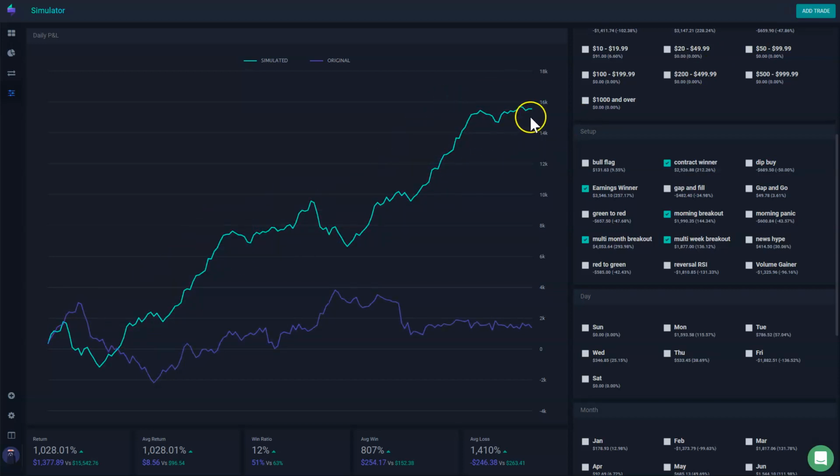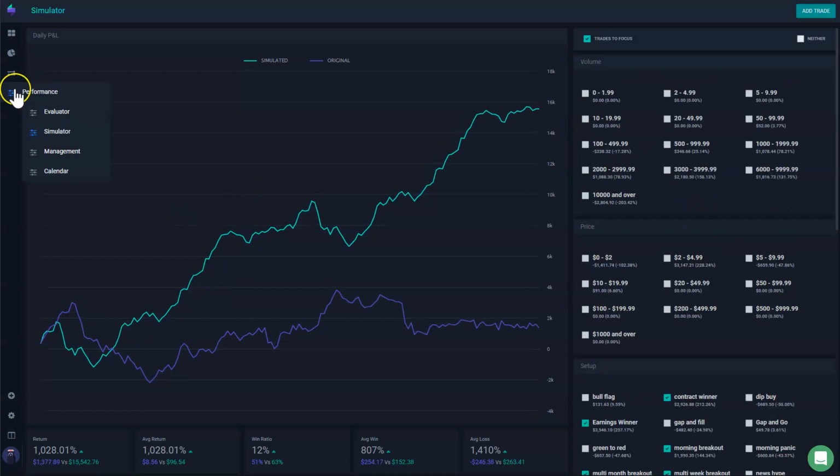So this line represents all those trades that have been tagged with the setups that we chose, which is those 5. If we would have traded only those 5 setups, our equity curve will look a lot better. As you can see, we'll be sitting in potentially $15,000 instead of $1,300. Okay, so with this simulator scenario, we can go ahead and start building our plan.